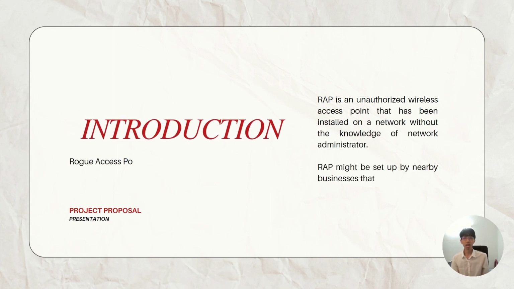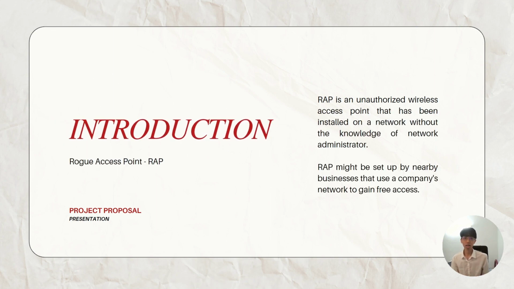So a rogue access point (RAP) is an unauthorized wireless access point that has been installed on a network without the knowledge of the network administrator. For example, a RAP might be set up by nearby businesses that use a company network to gain free access.